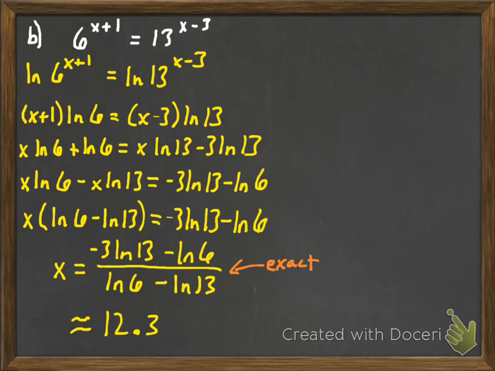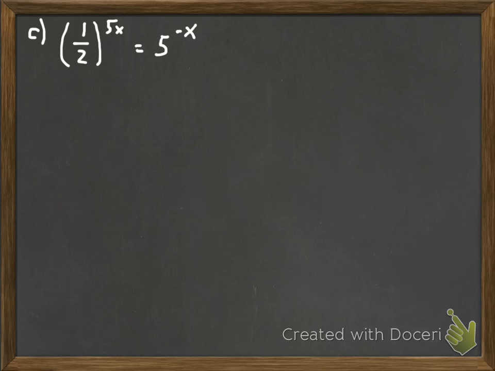Alright, great. Let's try another one here. Same idea, we've got two different sides of the equation that each have variables. We're going to take the logarithm of both sides, natural log if you prefer, and go from there. I want you to try this right now on your own. Pause the video, then watch my explanation when you're done.